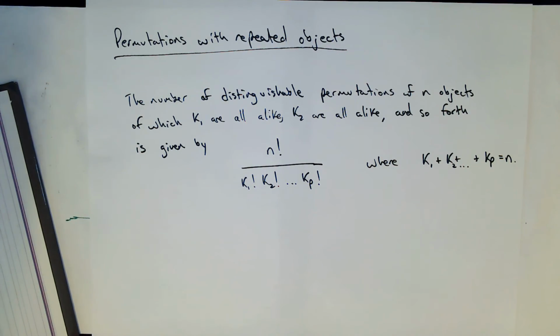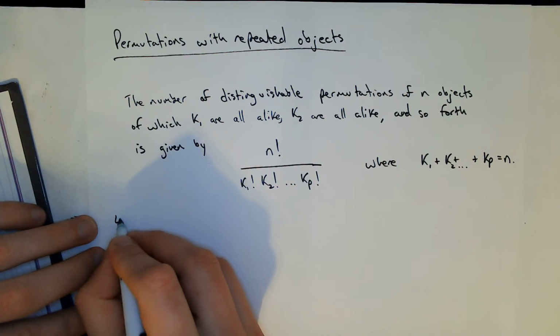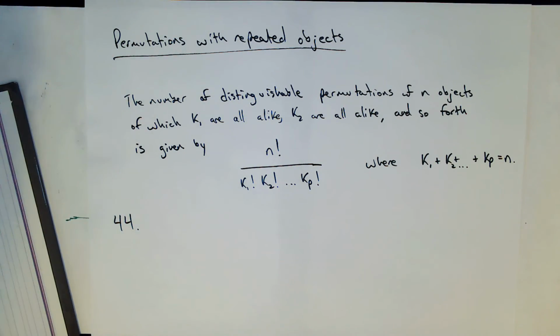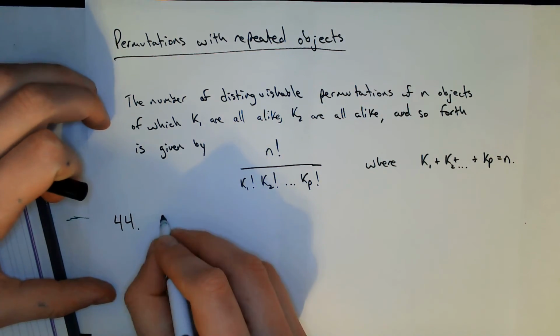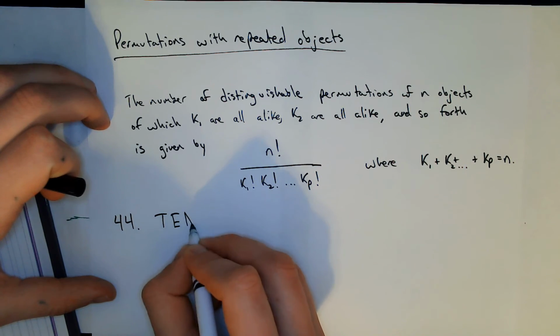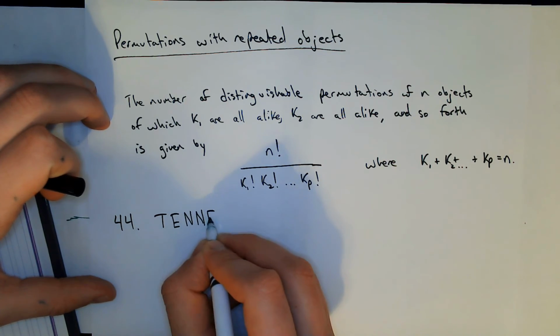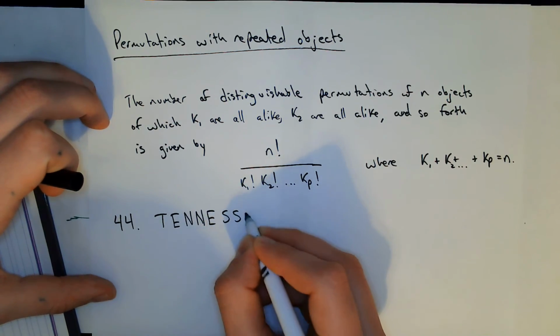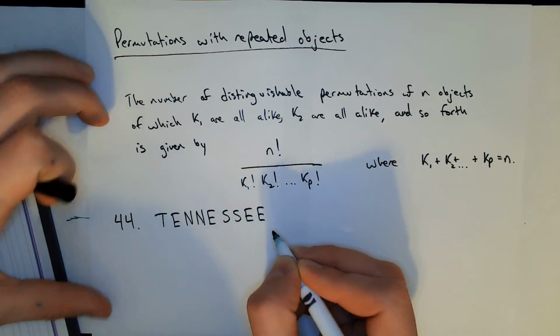Let's look at number 44 now. Or which one did I skip? Yeah, let's do 44, it's a good problem. It says, in how many ways can the letters in the word Tennessee be arranged? So let's write down the word Tennessee. 2 S's. Always have to think about that though.